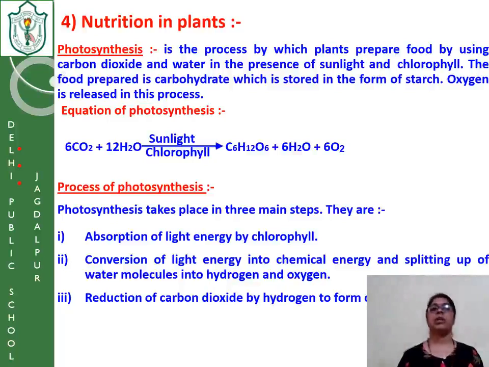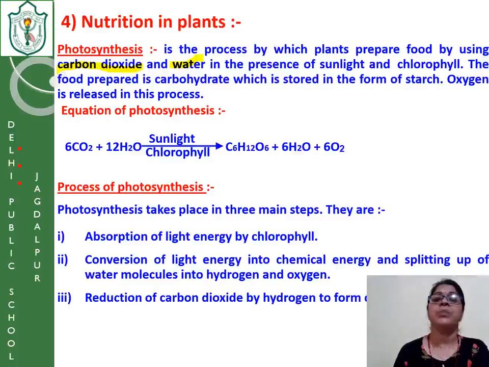This should be the complete definition of photosynthesis. It is the process by which plants prepare food by using carbon dioxide and water. These are the two inorganic substances, carbon dioxide and water. But these two have to be present in the presence of sunlight and chlorophyll. This much is the definition of photosynthesis.